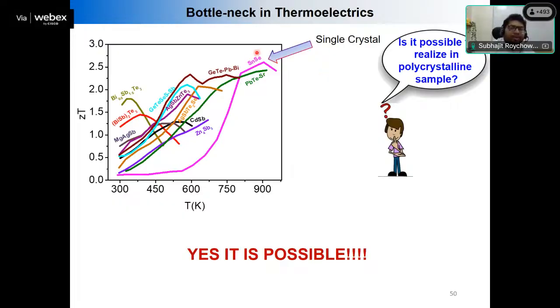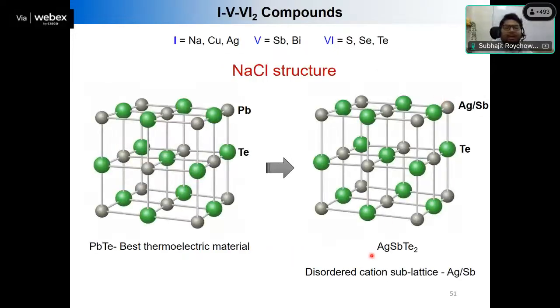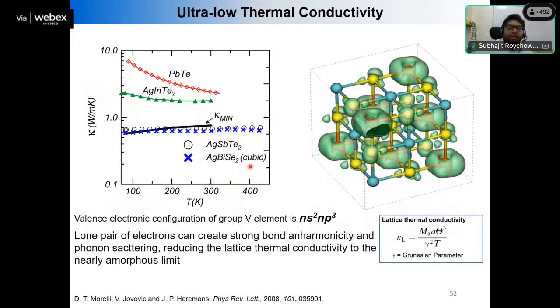So in 2014, tin selenide created a sensation in this thermoelectric field because it showed a very high zT of 2.6 in this range. But the main problem with tin selenide is that this is observed only in a single crystal. If we want to make a device, we need to make a polycrystalline sample. So we asked a simple question: can we realize this much large zT in a polycrystalline sample? So we purposefully worked on the silver antimony telluride system, which also has a rock salt structure like lead telluride. But this material has several advantages compared to lead telluride.